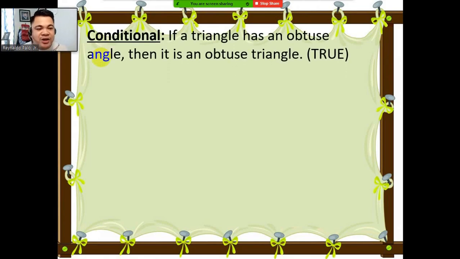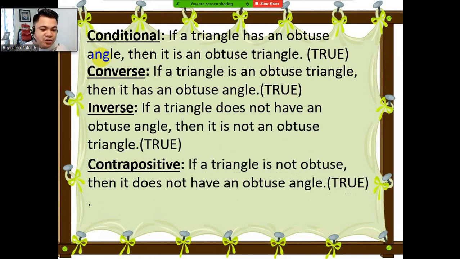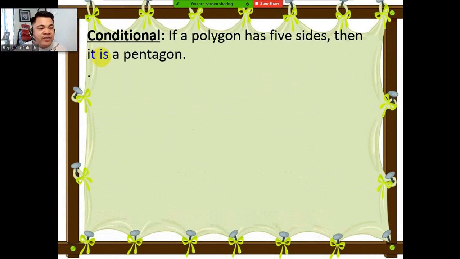Conditional: if a triangle has an obtuse angle, then it is an obtuse triangle. This is true. Converse: if a triangle is an obtuse triangle, then it has an obtuse angle. So if the conditional and converse are true, therefore the inverse and the contrapositive are also true based on the note a while back. Alright, so we can now write the biconditional. Just remove the if-then. It will now become: a triangle has an obtuse angle, if and only if it is an obtuse triangle. That's it.